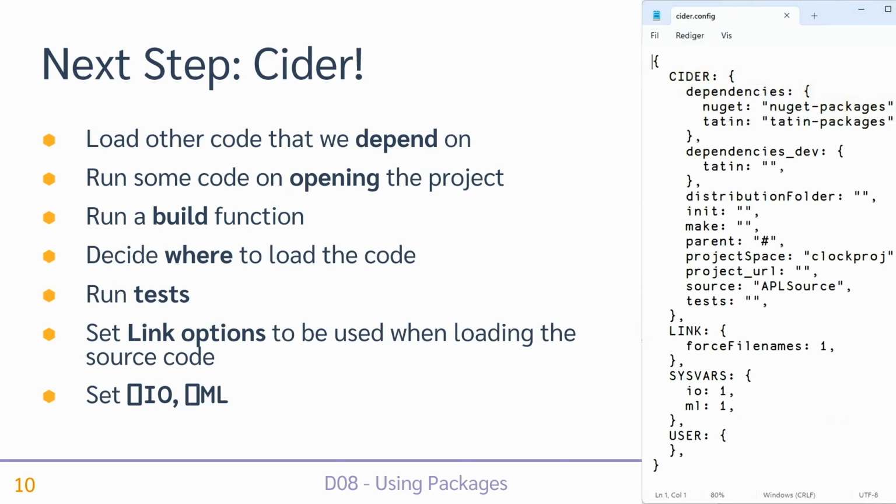And the functionality of Cider can really be entirely described by this. This is a Cider configuration file, where we can see that it points to some folders where the dependencies get loaded.